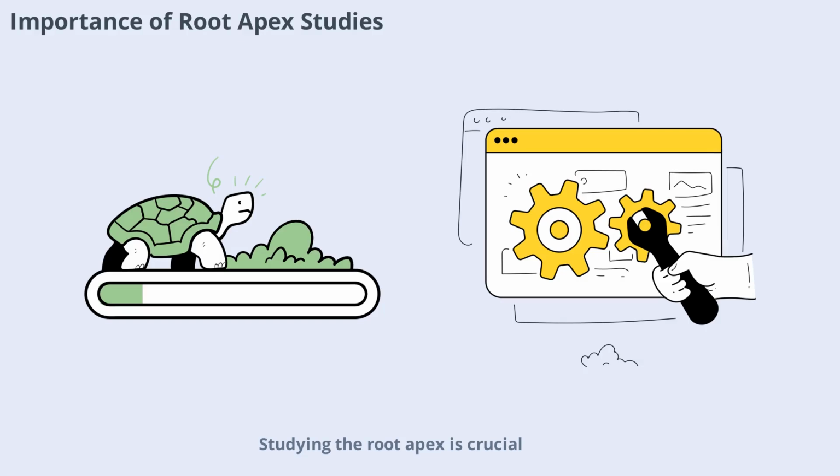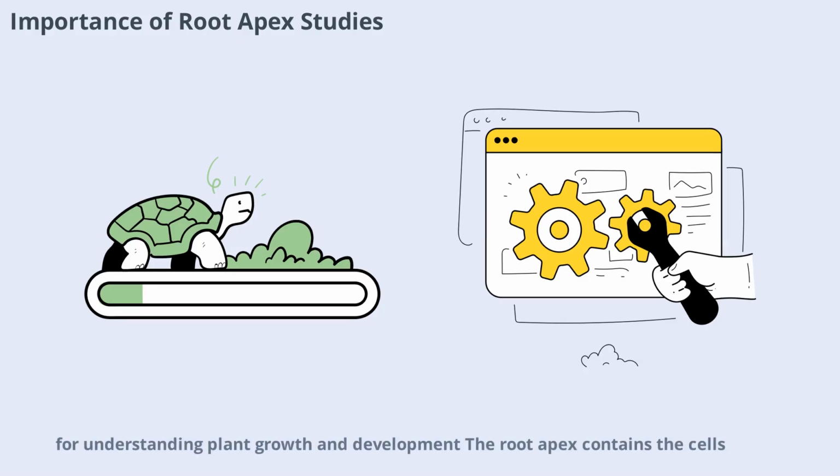Studying the root apex is crucial for understanding plant growth and development. The root apex contains the cells responsible for generating all other root tissues. By learning how these cells function and interact, scientists can develop better strategies for improving crop growth, soil health, and plant resilience. Root apex studies are at the heart of plant biology research.